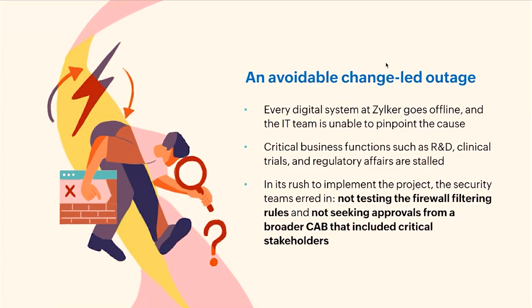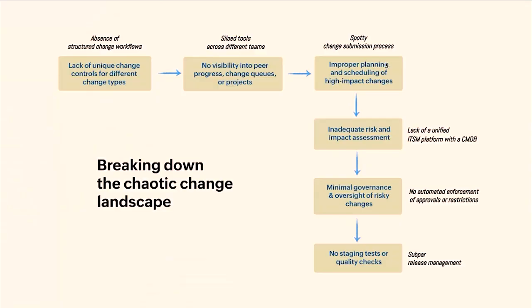In their rush to implement the project, the security team made two key mistakes. They did not properly test the firewall filtering rules, and they failed to seek approvals from the broader change advisory board, which is CAB, that would have included critical stakeholders. These oversights turned what could have been a manageable change into a full-blown outage. Let's break down the chaotic change landscape and see what exactly went wrong.